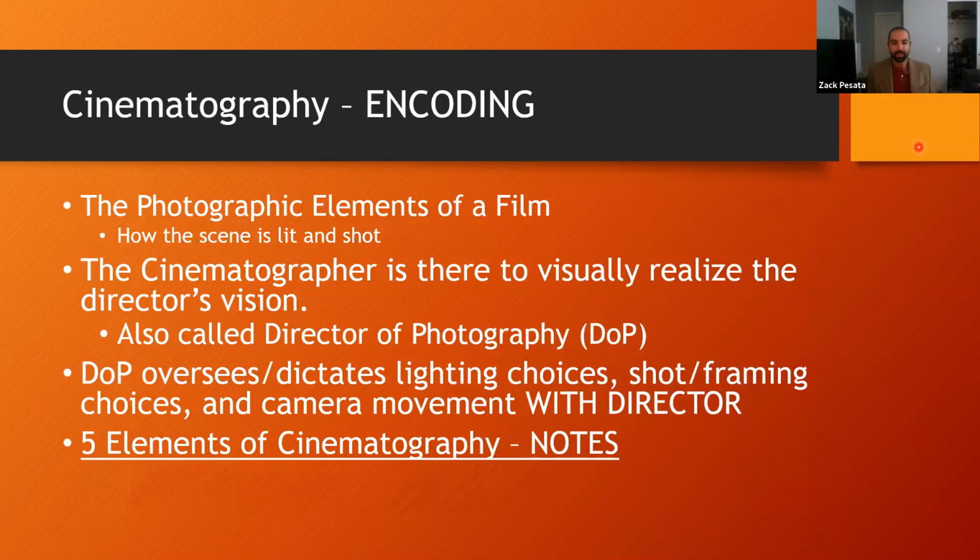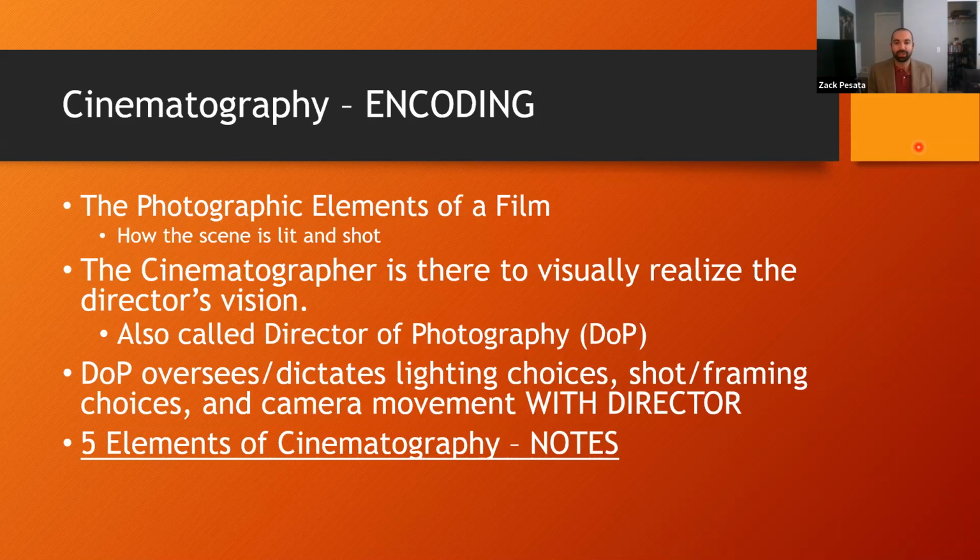All right, so again, cinematography is a high level of encoding. There's a reason why I spread this over 3 modules. When we think of film, we think of the image first, right? A movie is motion pictures, pictures in motion. Cinematography is just the photographic elements of a film, how the scene is lit and shot. We're going to get a little more complicated than that today, but in a good way.